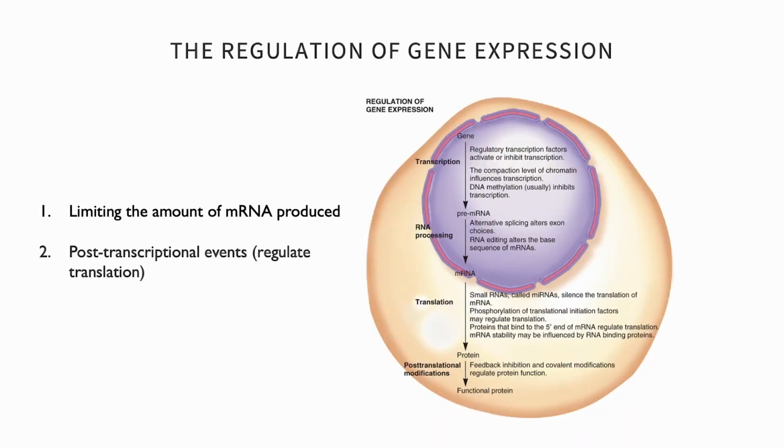Now this is regulated, as I said before, by simply limiting the amount of messenger RNA that is produced. If we need to make more protein, we are going to make more messenger RNA. If we don't need too much of this protein, we simply produce less of the messenger RNA. There are a number of regulatory transcription factors that will activate or inhibit the transcription.